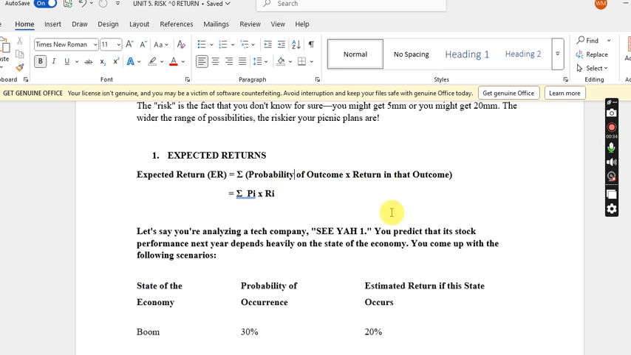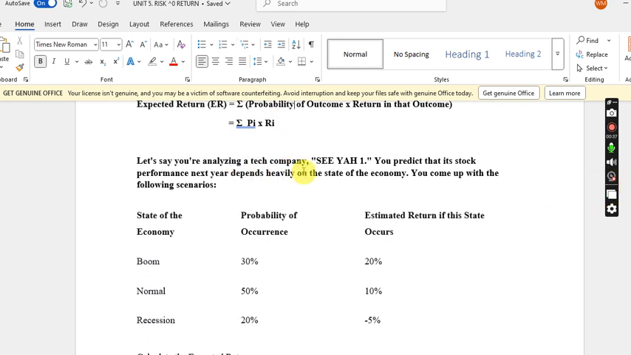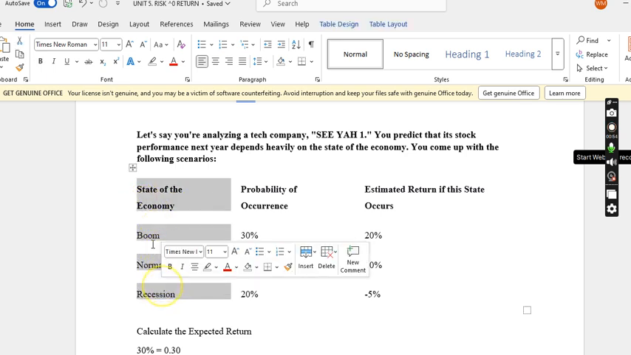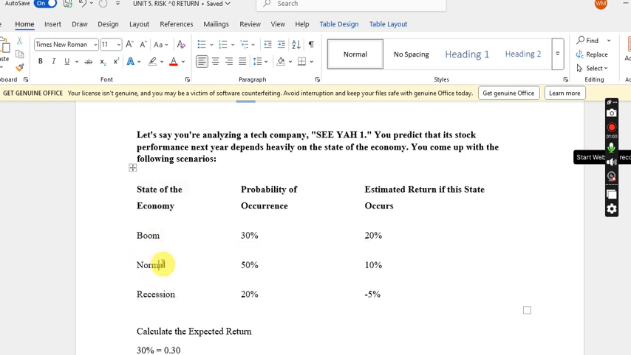Let's say you're analyzing a tech company, CR1. You predict that its stock performance next year depends heavily on the state of the economy. You come up with the following scenarios. This is the state of the economy here. There is a boom when the economy is doing very well. There's normal when the economy is just operating, nothing new or good or bad has happened. And then you have a recession when the economy is doing bad.